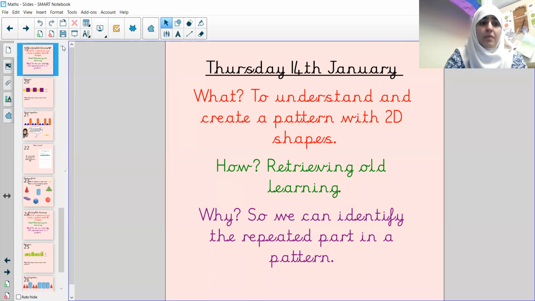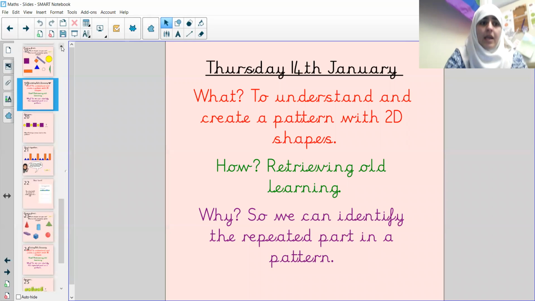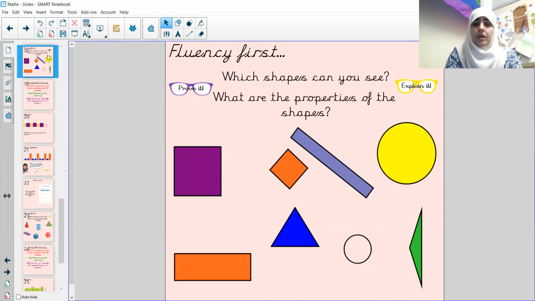Before we go through the what, how, and why, I just want you to have a little look at these shapes. Which shapes can you see, and what are the properties of the shapes? Remember, the word properties means, what is special about that particular shape? For example, we know in a square there are 4 corners and 4 equal sides. Which shapes can you see, and what are the properties of these shapes?